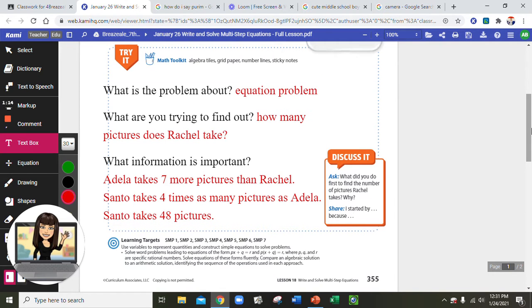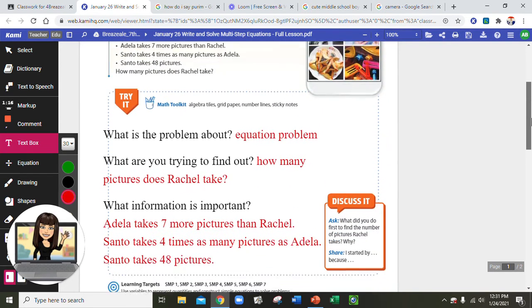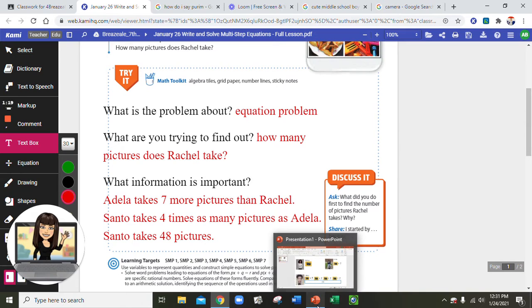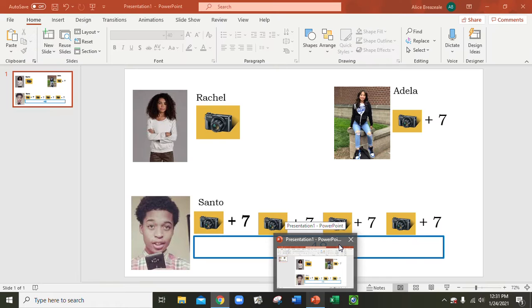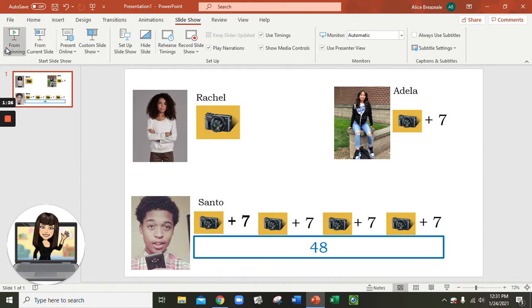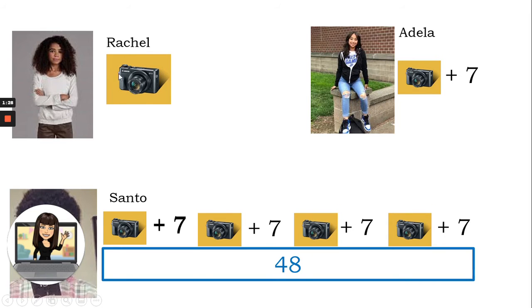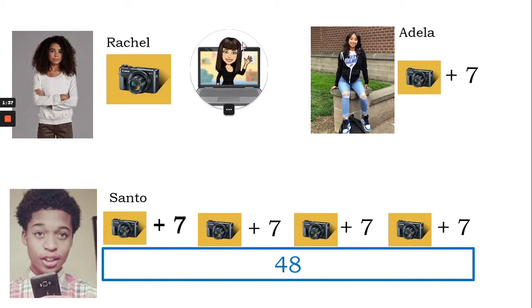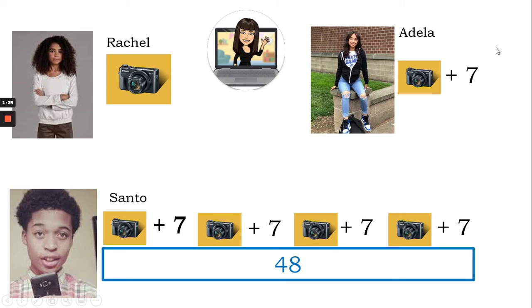Ms. Garner and myself are both visual learners, so I created an image so you could see what this problem looks like. Here is Rachel. We don't know how many pictures she took, so I'm representing her variable, or unknown, with a camera. Here's Adela. We know that she took 7 more pictures than Rachel, so camera plus 7.